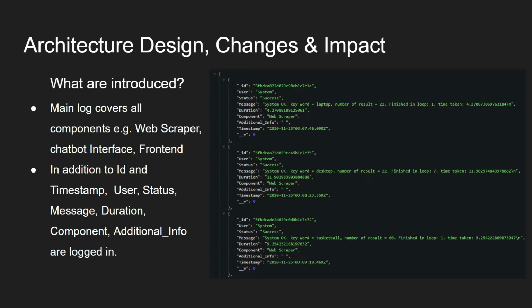For example, the message for the web scraper includes keyword, number of results, etc. The component defines the component where the log message is from. Additional info is used for any additional information that may need to be passed to the log, such as the error codes.